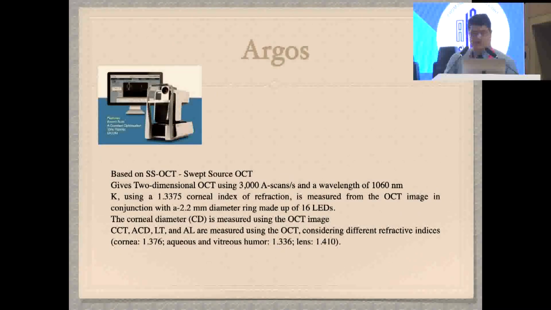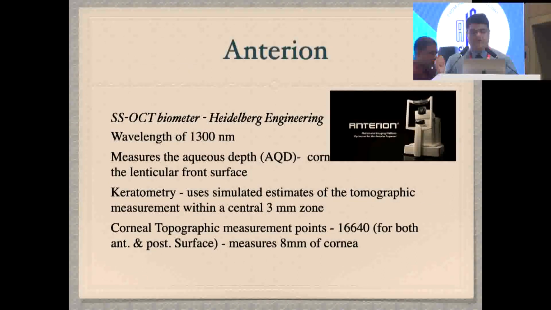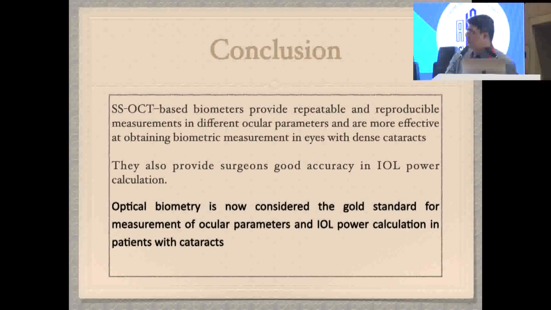Then we have Argos, which is again based on swept source OCT. Then Anterion, which we have recently from Heidelberg, uses a wavelength of 1300 nanometers. To conclude, swept source based OCT biometers provide repeatable and reproducible measurements of different ocular parameters, and they are more effective at obtaining measurements in eyes with denser cataracts. They also provide good accuracy in IOL power calculation. And I think now optical biometry is the gold standard for doing all our IOL calculations. Thank you very much.